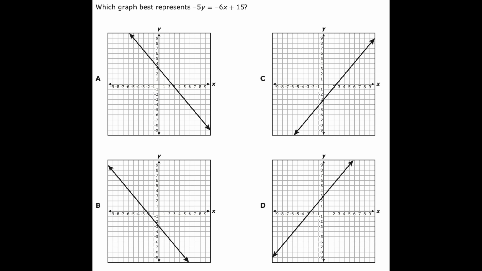This is the question that we will answer today. The question says, which graph best represents negative 5y equals negative 6x plus 15? And we will have to choose from one of these graphs to be the answer.